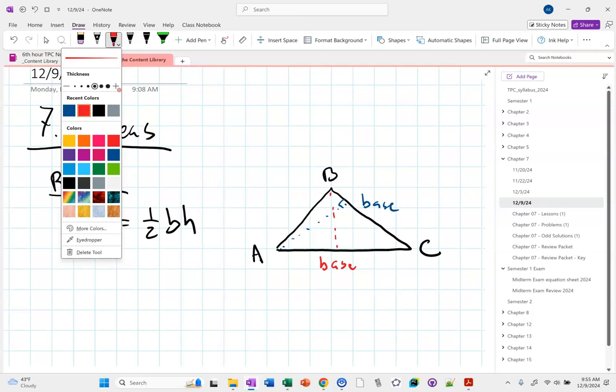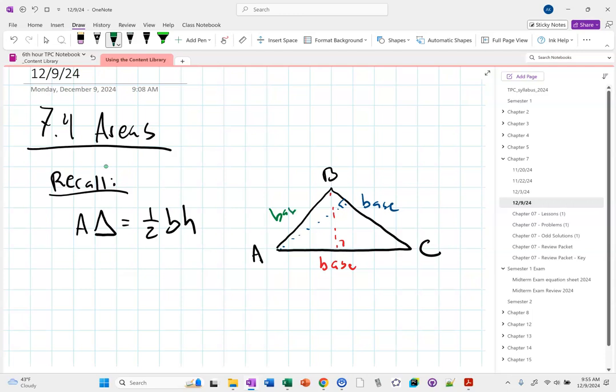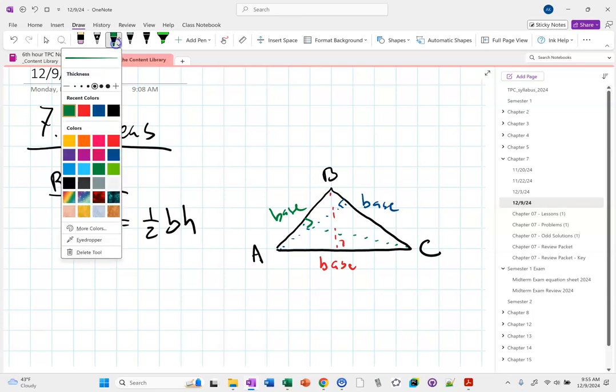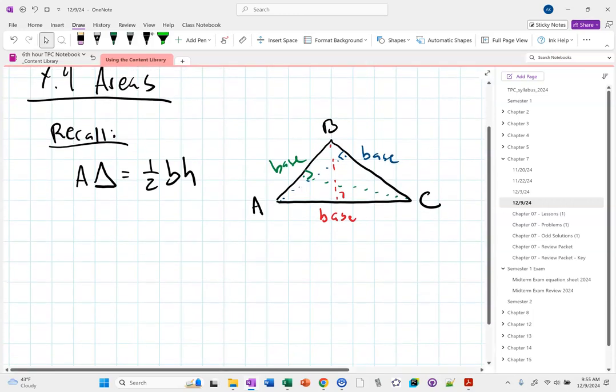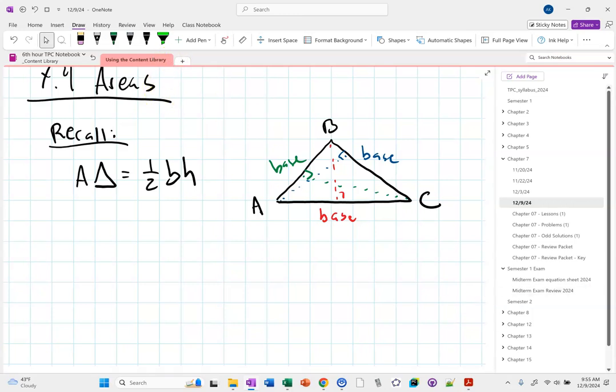The height is going to be some internal segment. And actually, geometrically, that internal segment is going to be tough to obtain. Rather, if I'm given only sides and angle measures, I'd rather use one of these two versions.